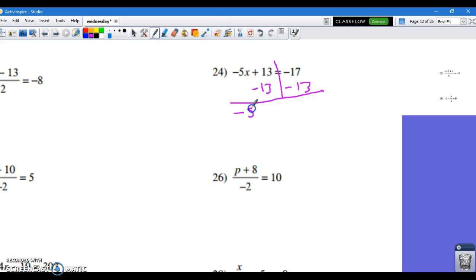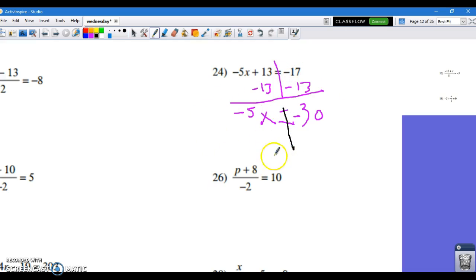I'm going to bring down my negative 5x. That cancels out, right? And negative 17 minus 13. Negative 17 minus 13: 7, 8, 9, 10... you have 30. Okay, so with my 30, just trying to make it look better here. Remember, it's going to be a negative 30 as well. So now you just took care of the first step of this equation. Time to do the next one.